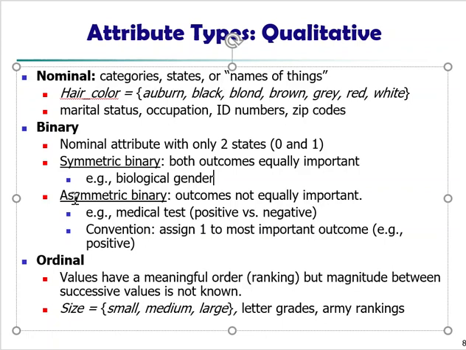In contrast, with asymmetric binary, the outcome, whether it's 0 or 1, is not equally important to our mining tasks. Okay? So for example, a medical test. In a population, even though we have a large number of diseases possible, the majority of the people will only have very few diseases compared to all possible diseases there are.